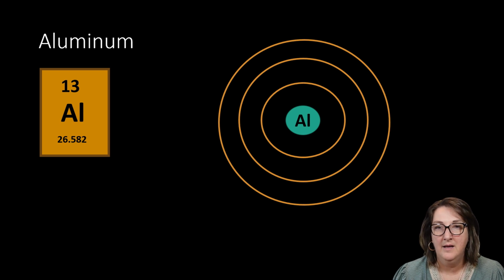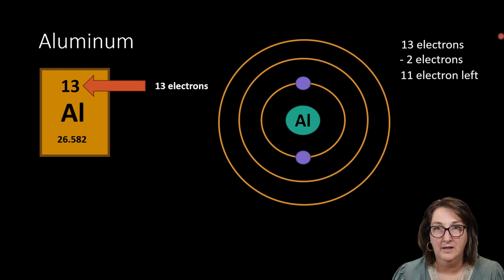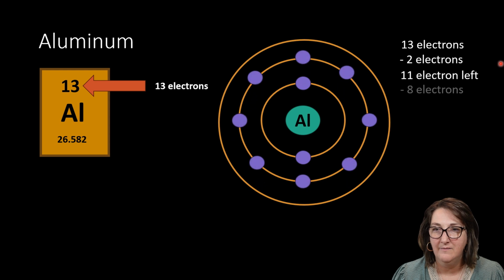Here I have aluminum. Take a second, figure out how many electrons aluminum has. It's got 13. If I have 13 electrons, how many can I put in that first ring? 2. So I take 2 out of this 13, and that leaves me 11 electrons. What's the maximum number I can have in this second ring? The maximum is 8. So I'm going to pull 8 out of that 11. How many electrons do I have left? 11 minus 8 is 3.